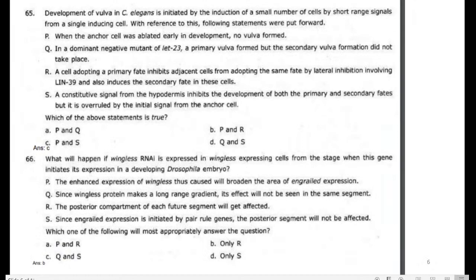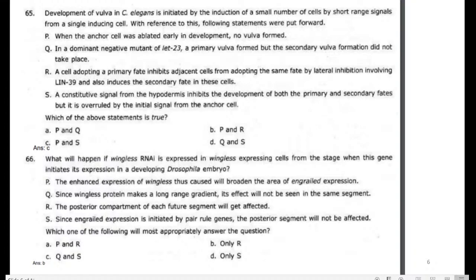This is a very interesting concept in developmental biology. Here you can see the first question is development of the vulva in C. elegans. It's initiated by induction of a small number of cells by short range signals from the single induction cell. With reference to this, the following statements are put forward. We are providing the PQRS statements. Which of the above statements are true?